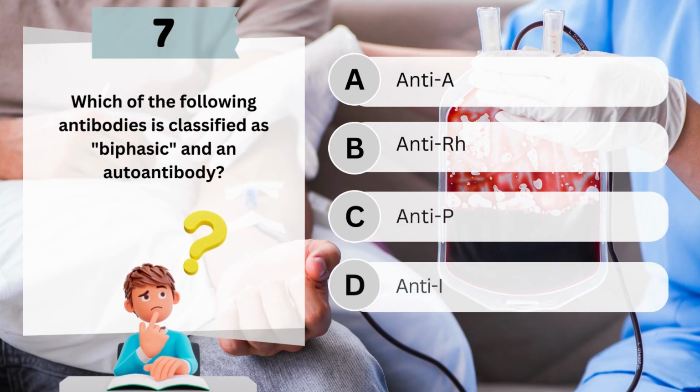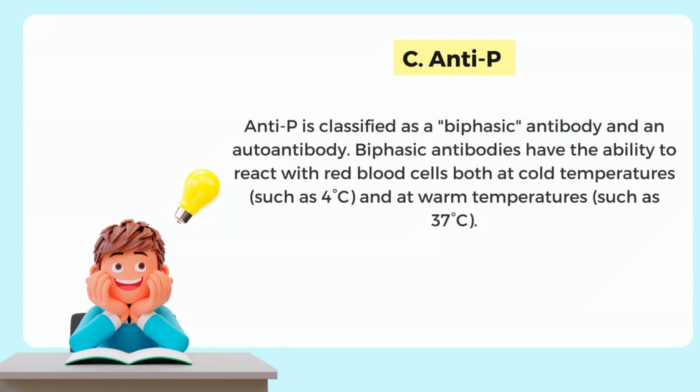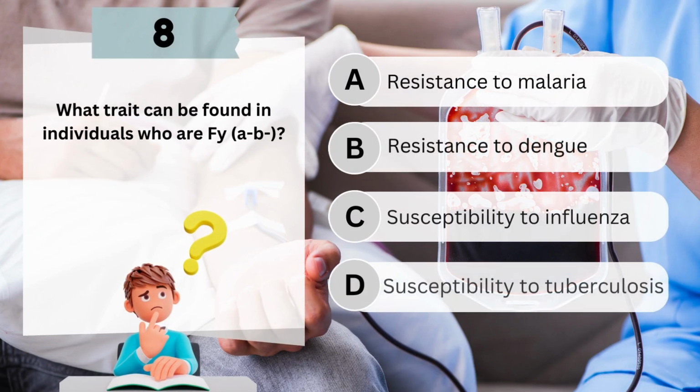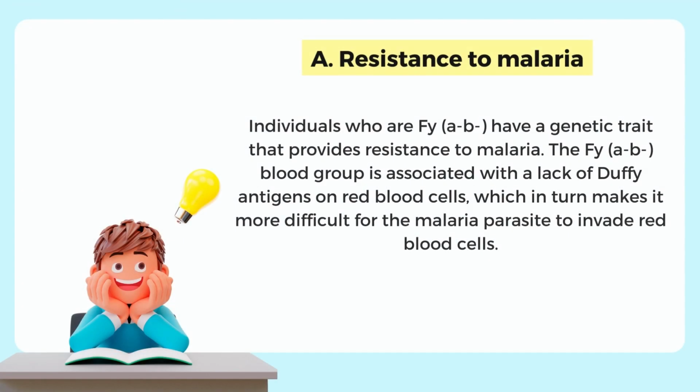Which of the following antibodies is classified as biphasic and an autoantibody? The correct answer is C. Anti-P. What trait can be found in individuals who belong in this blood group? The correct answer is A. Resistance to malaria.